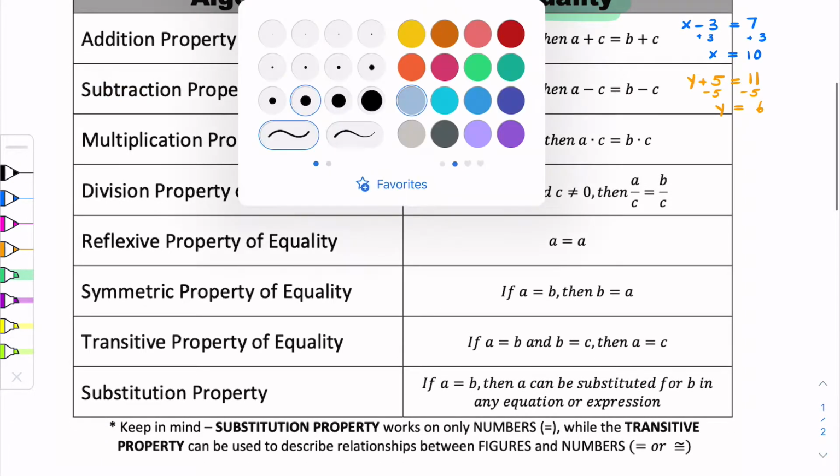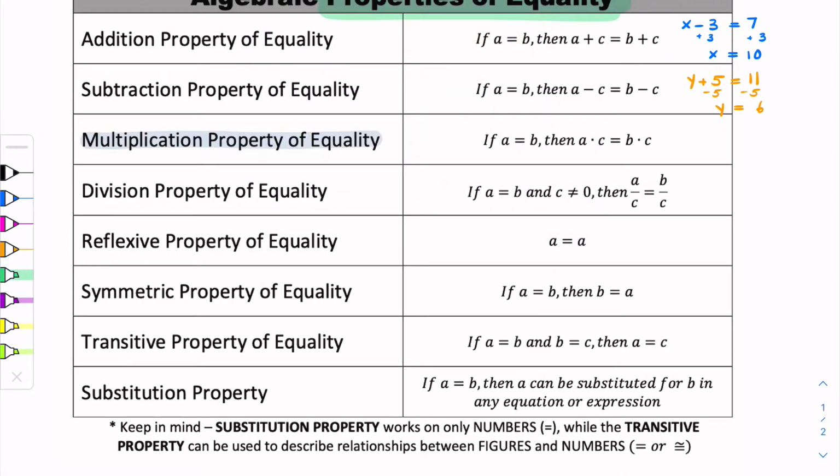So following along with the different operations, we now have the multiplication property of equality. This property allows you to multiply the same term on both sides. If A is equal to B, then A times C is equal to B times C.